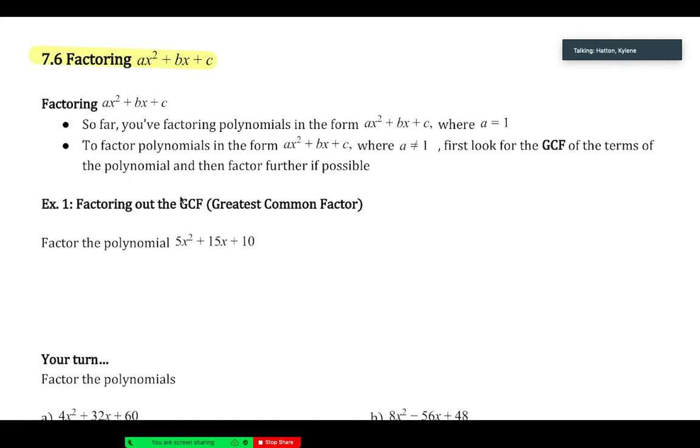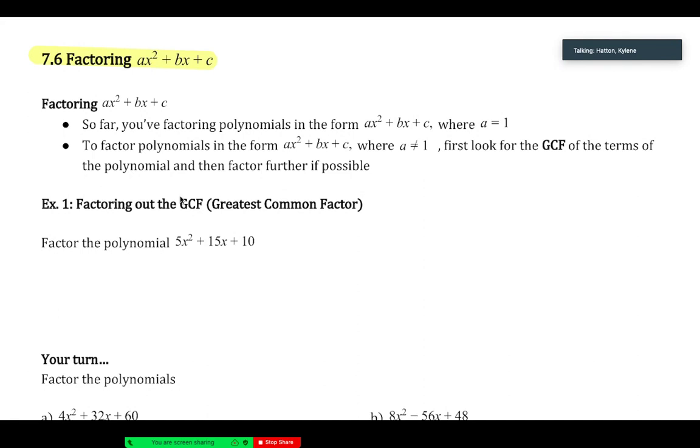You don't have to write both of them down. I would just prefer that you wrote the second one down because it's really important to remember what that part says. So as you guys are writing it, I'll read through it. It says factoring ax squared plus bx plus c. So far, you factored polynomials in the form ax squared plus bx plus c, where a equals 1.